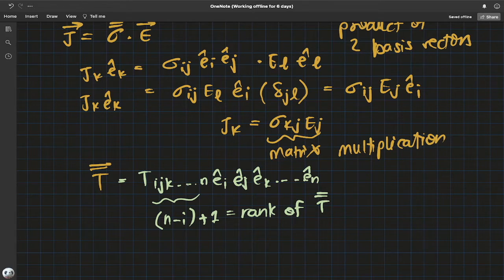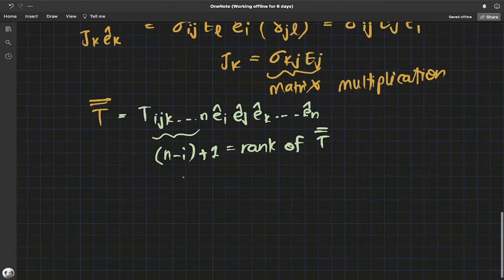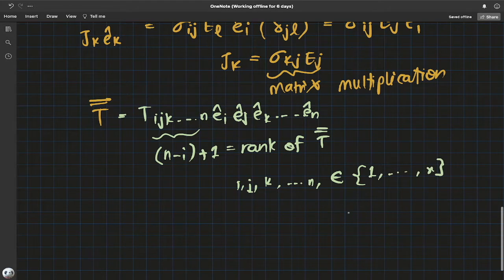So how many basis vectors you have in a basis tensor, or how many of these subscripts you have in the subscript summation expansion of the tensor, is what determines the rank. And all these subscripts, i, j, k till n, they all belong to, say, 1 to x, and this x is the dimension. Since we are working in 3 dimensions, our x will be equal to 3.